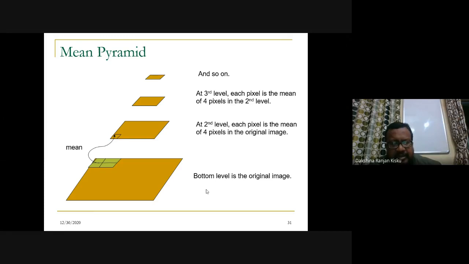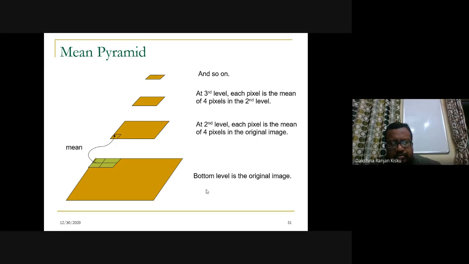As I said, for some function we can obtain this image pyramid for some image on which this function is used or applied.